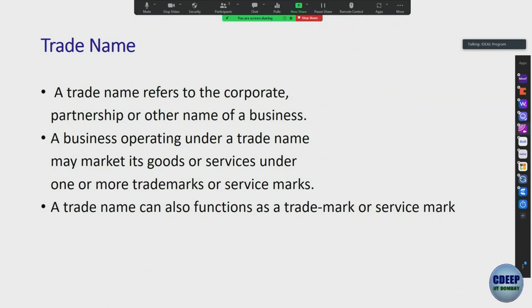All those are trademarks. Unilever sells soaps. So your Lifebuoy, your Pears, your Lux, your detergent, Surf, Wheel, whatever. So it is a business under the trade name of Unilever, but markets a number of products under trademarks and service marks. And the trade name can also function as a trademark. So Tata itself is a trademark, Unilever itself is a trademark, but you still have a number of other trademarks under that. So the trade name Tata or Unilever.